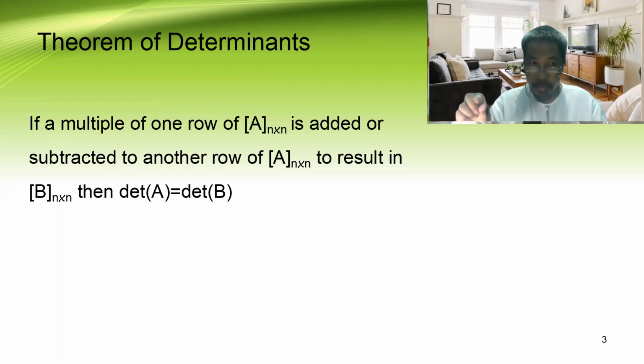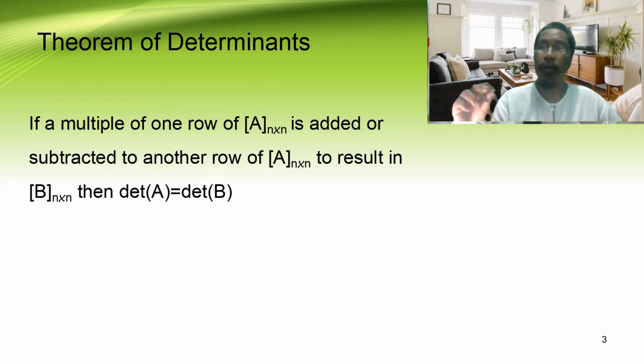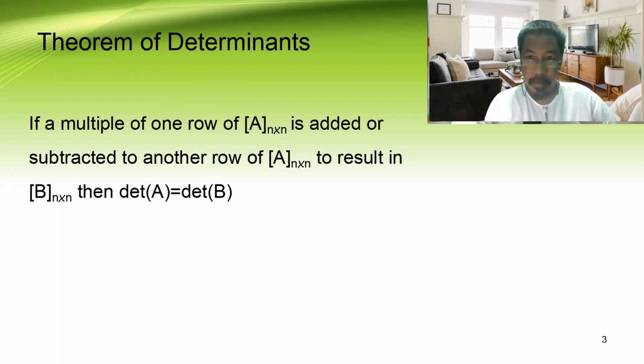If a multiple of one row, meaning two or more rows, okay, a multiple of one row means that the row is multiplied by some constant number. For example, a multiple of 2, we have to multiply by 2. A multiple of 3, we have to multiply by 3.